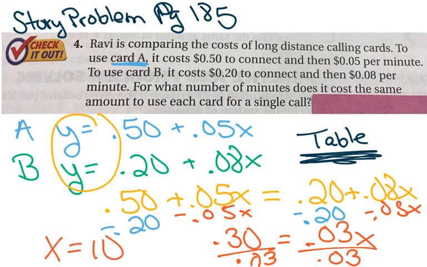It says, for what number of minutes does it cost the same? So we're going to put our unit on there, minutes. It would cost the same at 10 minutes. I think that's a little faster and a little more efficient than making a table, but both methods work at this point. But I am going to be pushing you to do the algebraic method.